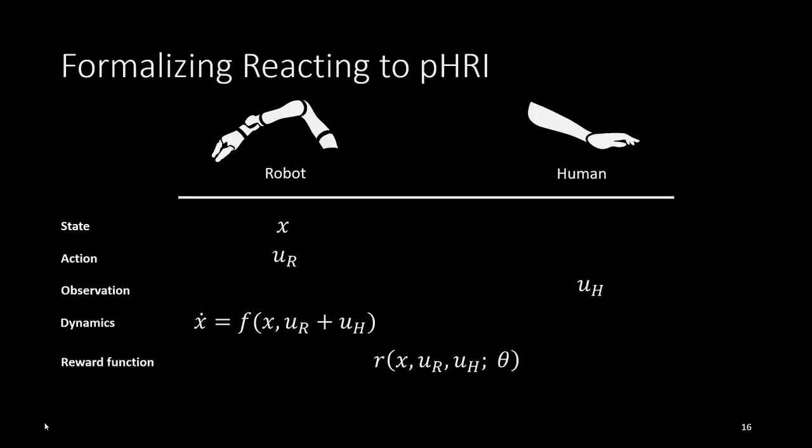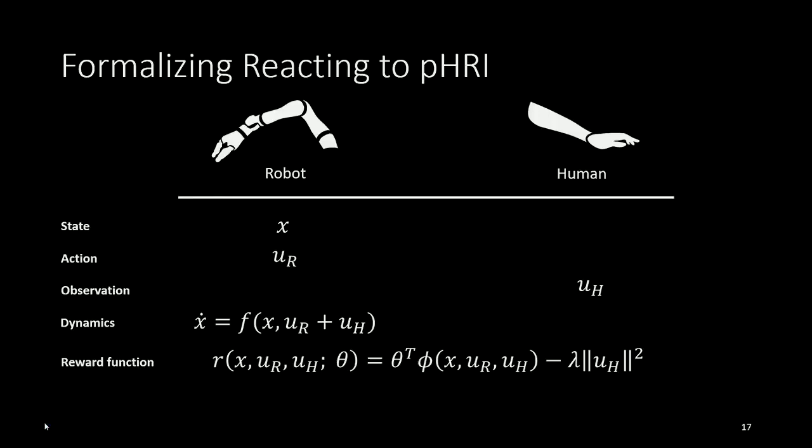Finally, the robot has some sort of reward function. Importantly, both the robot and the human share this reward function. It's the same for both parties. The reward function R considers the robot state, the robot action, the human action, and theta, a reward parameter. In this talk, we're going to split the reward function into 2 different parts.